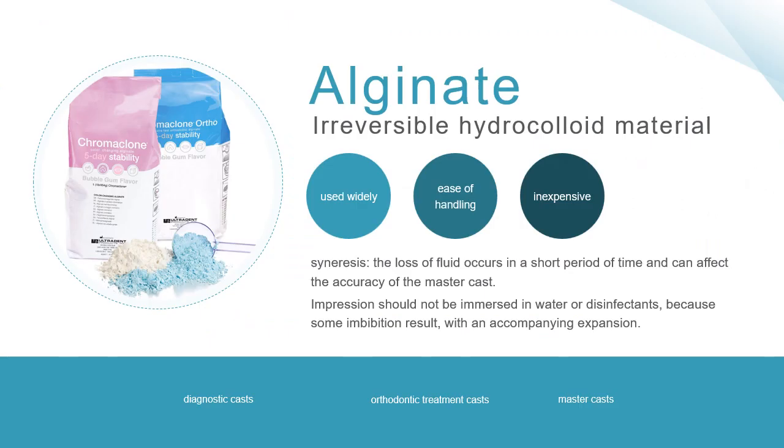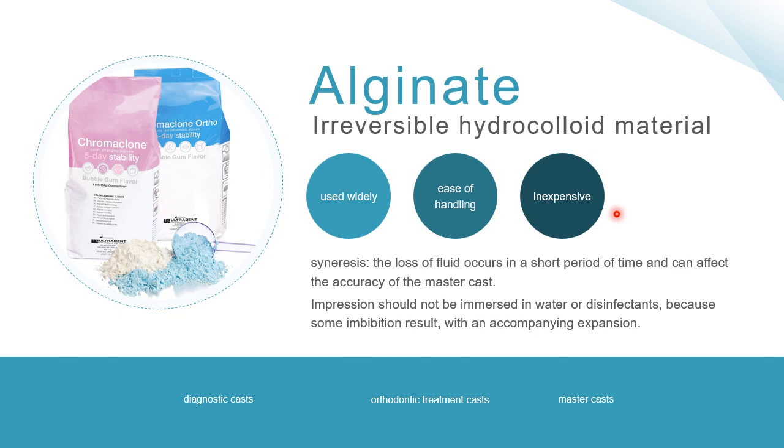Alginate is widely used by dentists because it is easy to handle and inexpensive, and mostly does not need any assistance for making the impression. So alginate is mostly used for diagnostic casts, orthodontic treatment casts, and in making the master cast of the removable partial denture, and in the mucostatic or anatomical impression case.